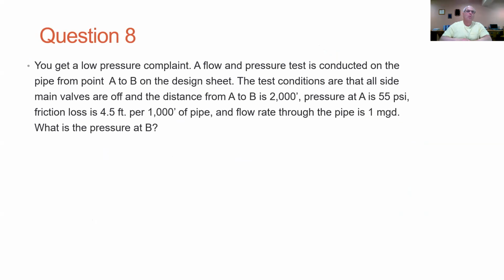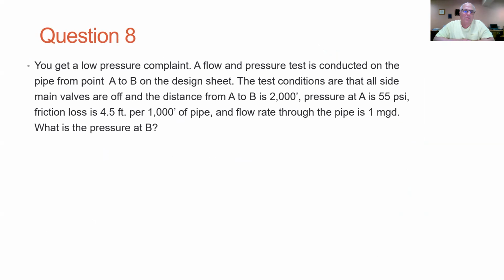Question number 8 says you get a low pressure complaint and the flow and pressure test is conducted on a pipe from point A to point B. When you get low pressure complaints in your system, you always got to go out with pressure gauges and figure out what the problem is. So you're going to take your maps, your gauges, you go out in the system, you locate point A and point B on the map. And here's the test conditions that you subject yourself to.